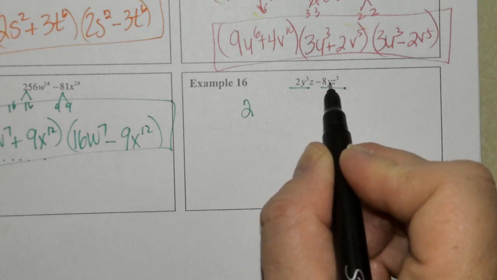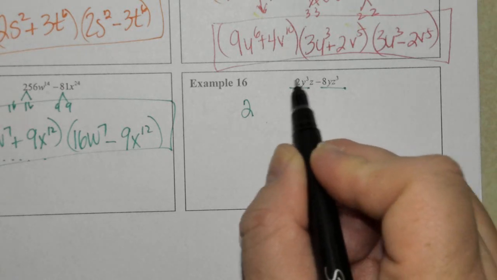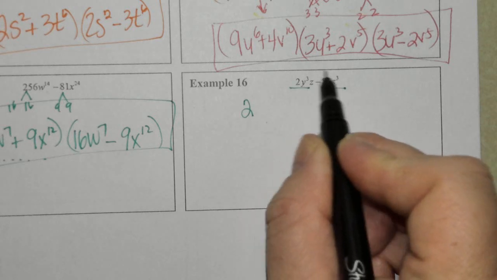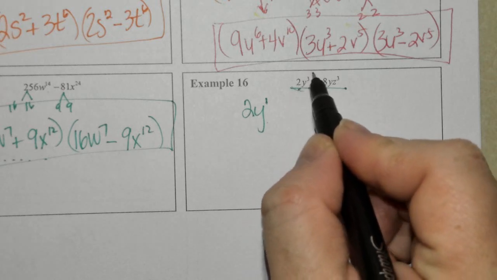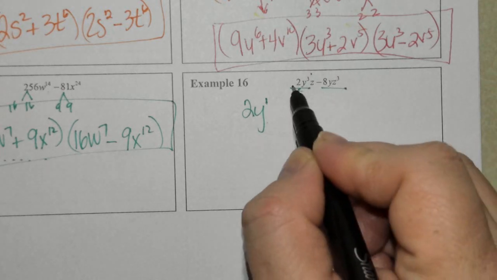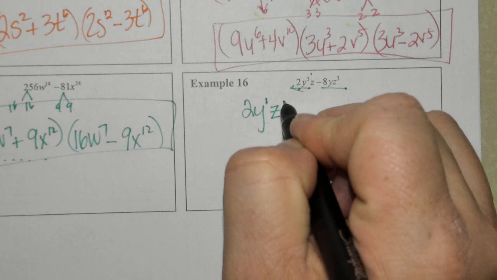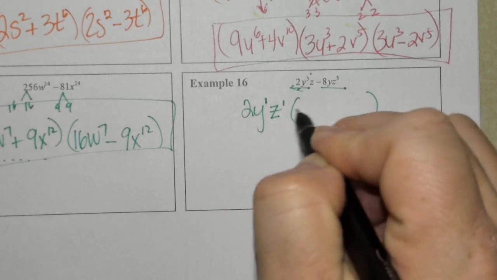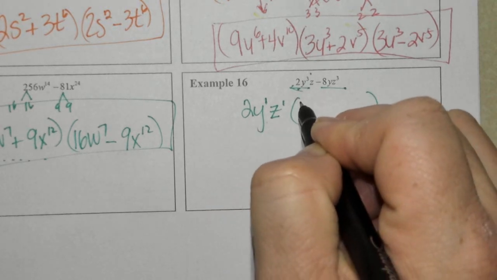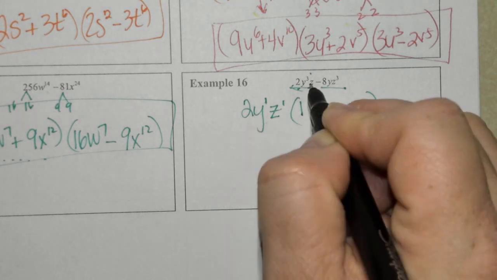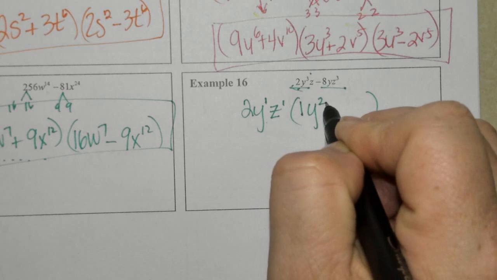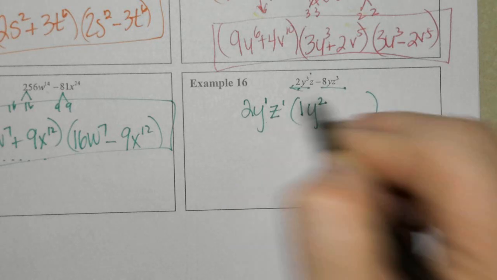Now, how many y's can I evenly take out of both groups? This has 3 and this has 1, so the most I can take out of both would be 1 y. Same concept for z. This has 1 z, this has 3 z's. The most I can take out of both would be 1 z. 2 times 1 is 1. I need 3 y's. I currently have 1, which means I need to attach 2 more. I need 1 z, and I already have it.